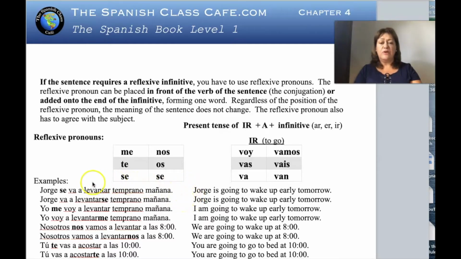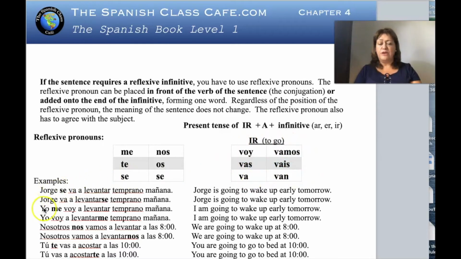The only thing is that you have two places to put the reflexive pronoun when you are dealing with reflexive verbs with the fake future. You can put it in front of the conjugated verb, or you can leave it attached to the infinitive. Remember, the conjugated verb is the verb to go.